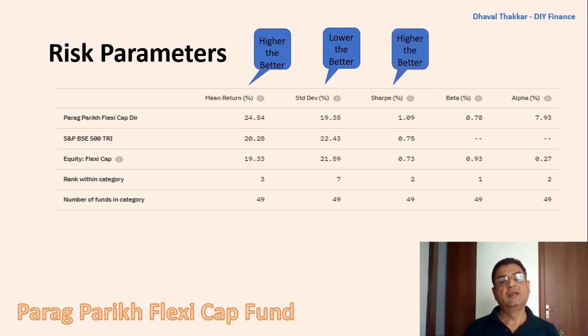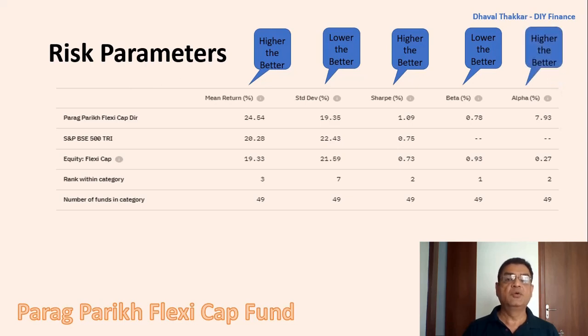Fourth, beta. That is the volatility of the scheme compared to the benchmark, which is 0.78, which is less than the category average. Here, lower the value is better. The fifth one, alpha. That is a tool that measures how much better the fund has performed compared to the category. Here, it is 7.93, which is far more than the category average. Here, higher the value is better. Hence, on all risk parameters, Parag Parikh Flexicap fund performs better than the benchmark index and category average, which is a positive sign for a fund.